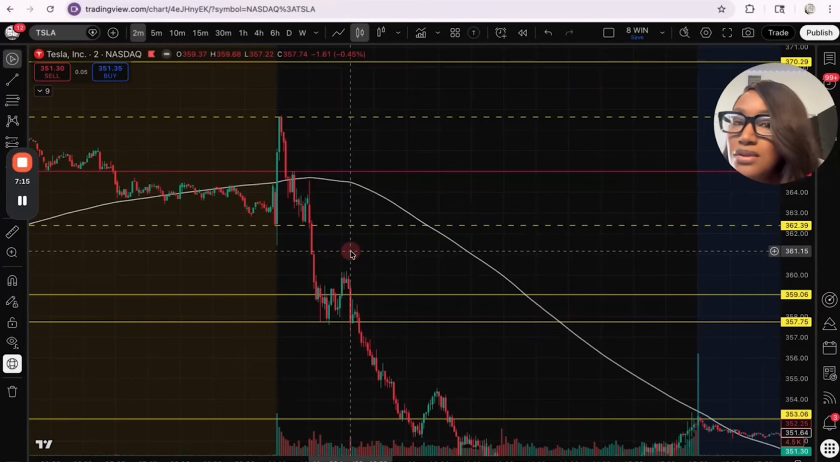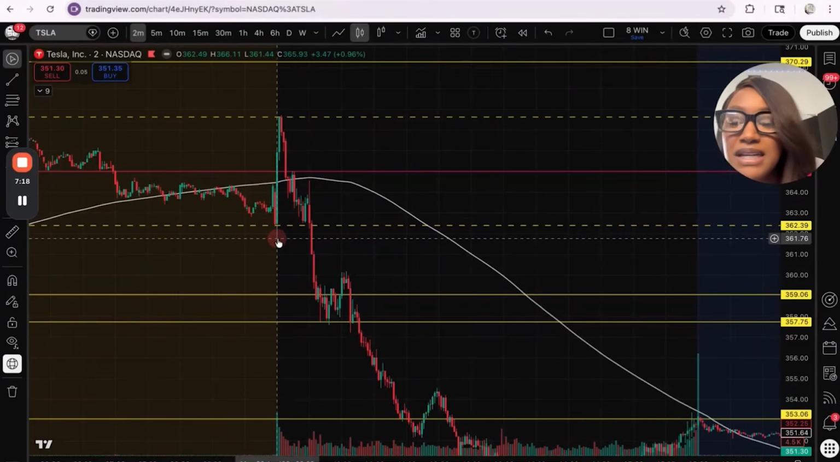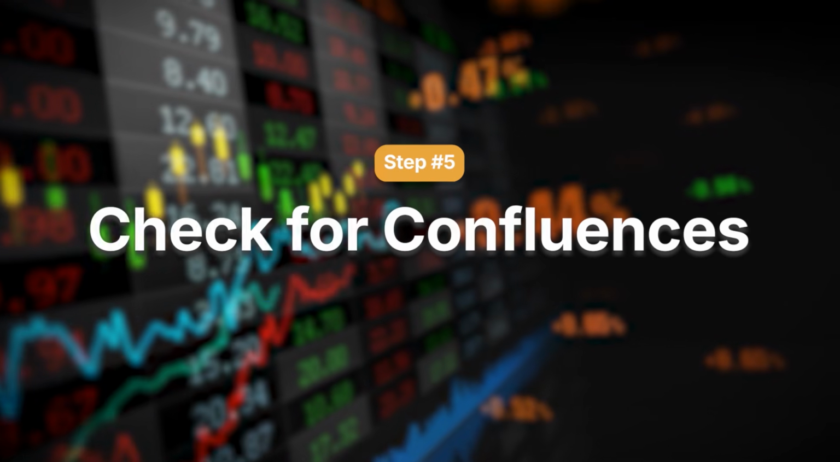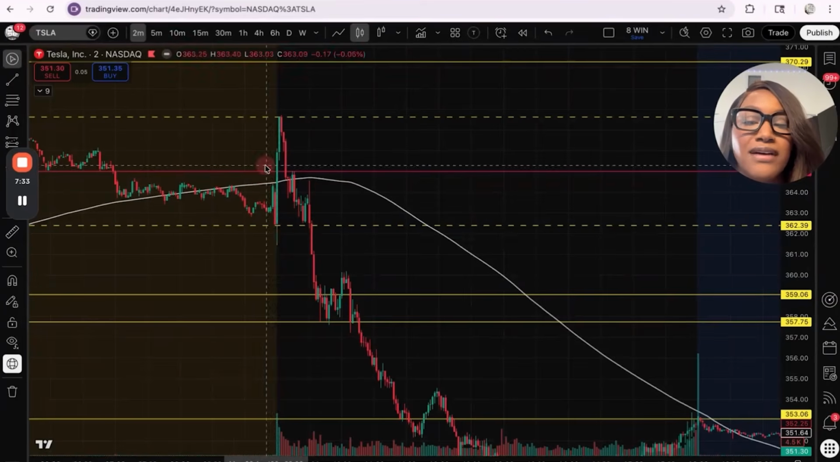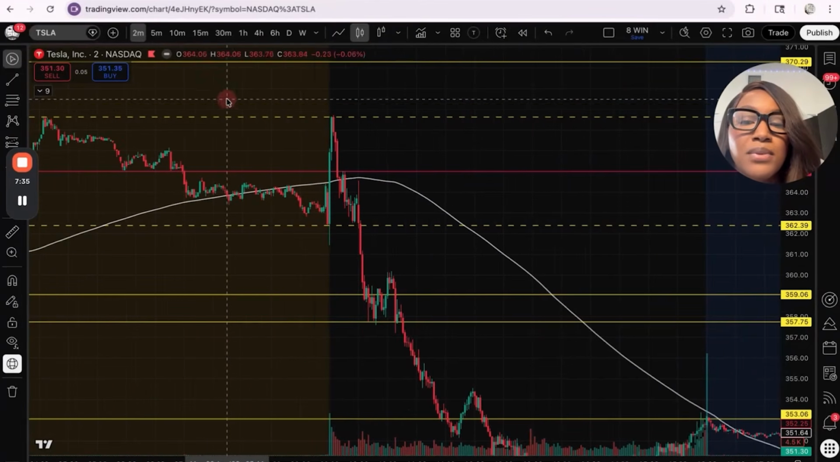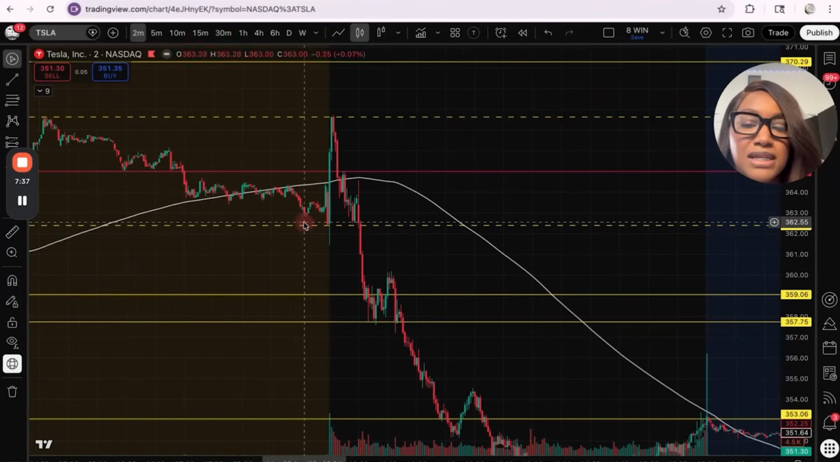You saw we do this. So let me break down what it is and what we saw and what we liked about it. Okay, so step 5 is to check for confluences, right? Confluence simply means more than one reason to take this trade. And one of the first confluences that we like to see is a break and hold of our pre-market levels. So remember, we have the high and the low. Remember, that's that dotted line here.